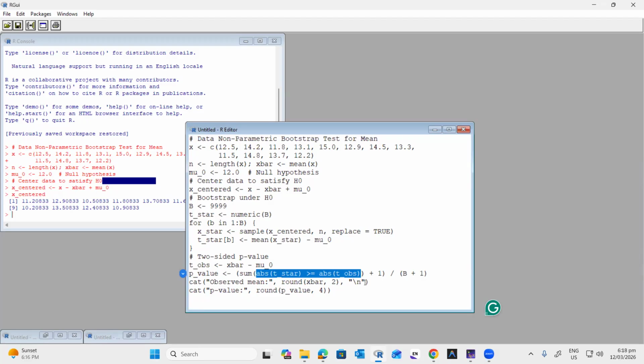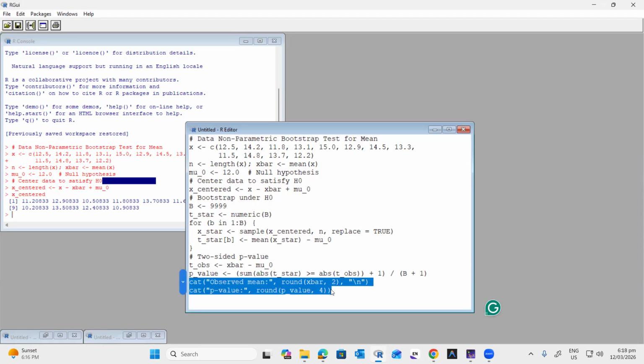After that, we will print the output. So in these two commands, we are going to print the observed sample mean in the first one, rounded to two decimals, and the bootstrap p-value in the second command, rounded to four decimals. All right. So if the p-value is less than 0.05, it will indicate that the null hypothesis is rejected. Otherwise, we will accept it.